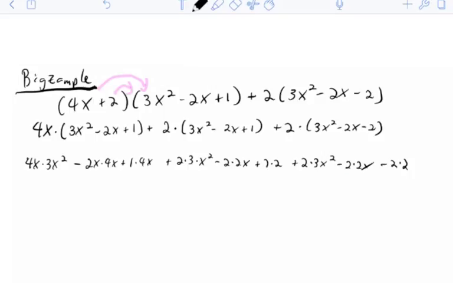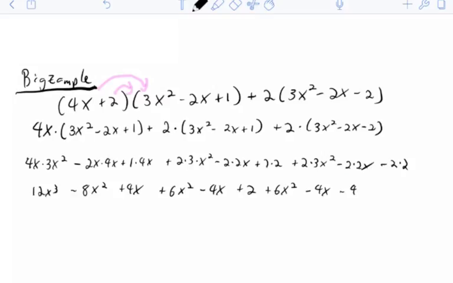Now combine them all together. 12x to the 3 minus 8x squared plus 4x plus 6x squared minus 4x plus 2 plus 6x squared minus 4x minus 4. And now I need to simplify things.